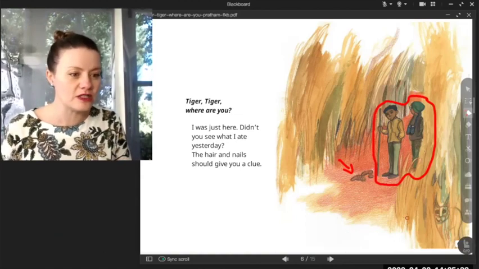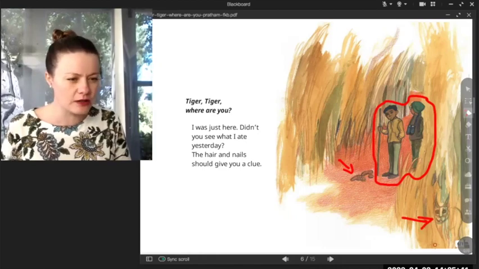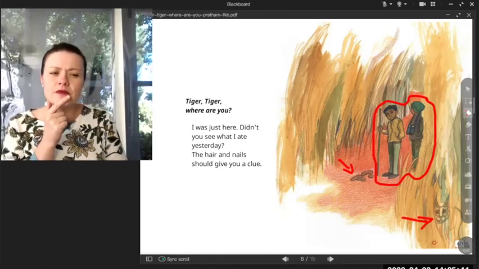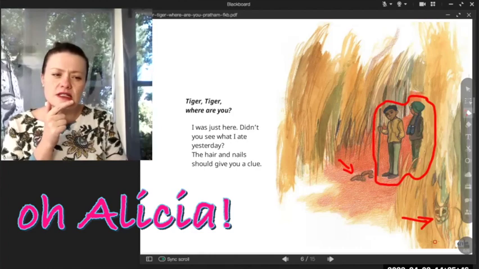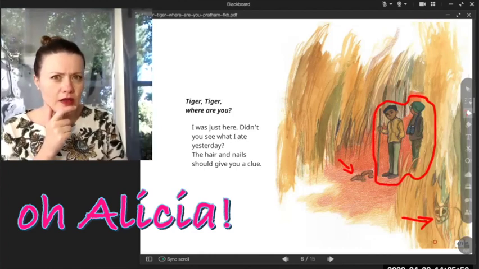Ooh, and look, what do we have here? Is this the tiger? I'm not sure if this is the tiger. It's a little bit small. It might be another wild cat.